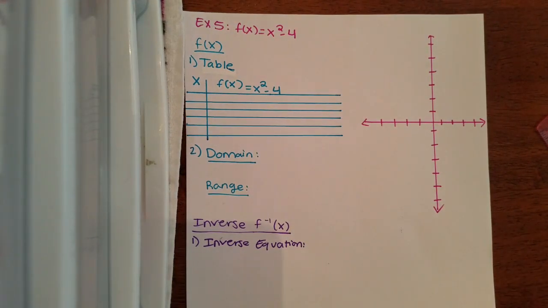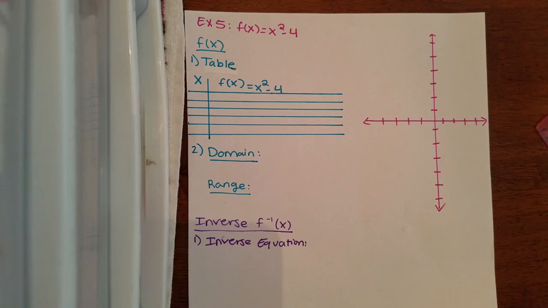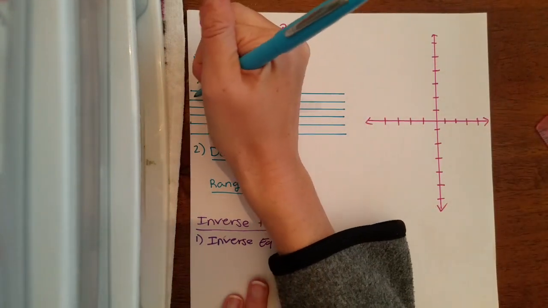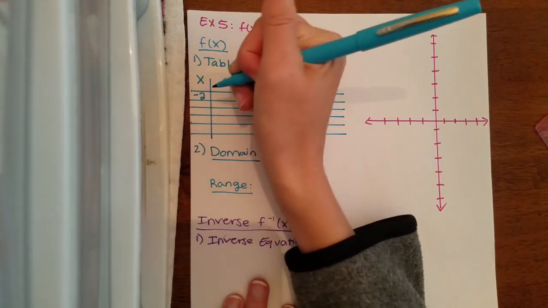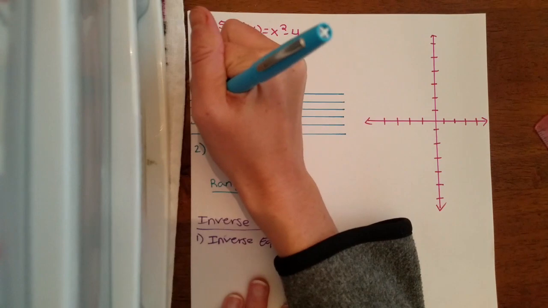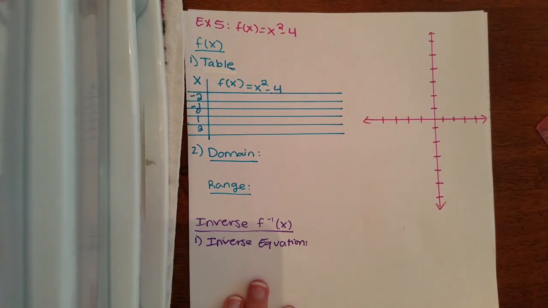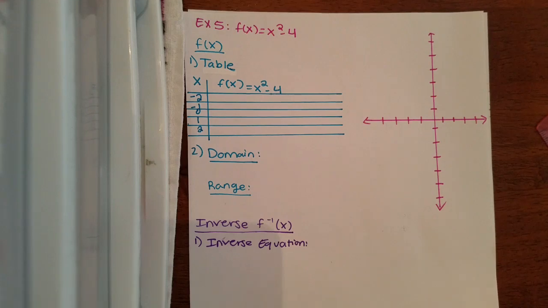So, remember when we make our table, I typically pick the same 5 points every time I do this. I like to pick a little negative, a little positive, and 0. And I like to keep my numbers small. So I'm going to pick -2, -1, 0, 1, and 2. Okay, so we have our x's, we got to find our y's so we can plot them.